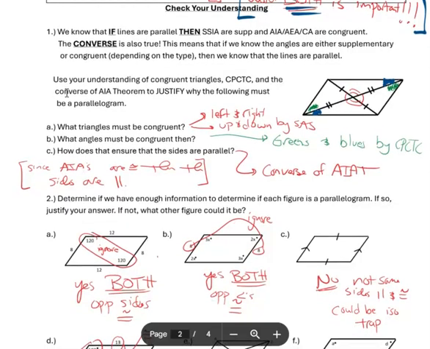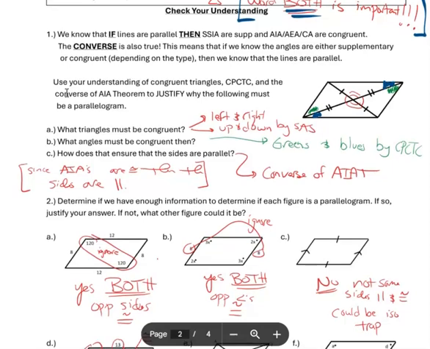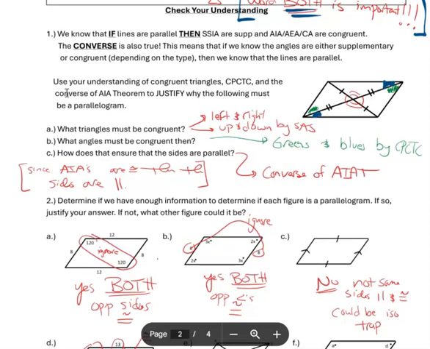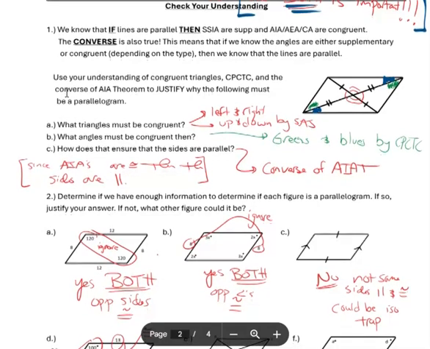So on here it says, how does this ensure that they are parallel? Well, we found out that the alternate interior angles had to be congruent on here. And what I just told you is if the alternate interior angles are congruent, then those sides have to be parallel by the converse of the alternate interior angles theorem. If we saw that the SSIAs were supplementary, you could say that they had to be parallel by the converse of SSIA. If the corresponding angles were congruent, then you would say they had to be parallel by the converse of the corresponding angles theorem. Okay.